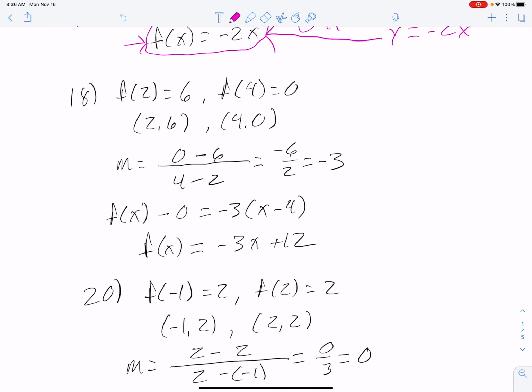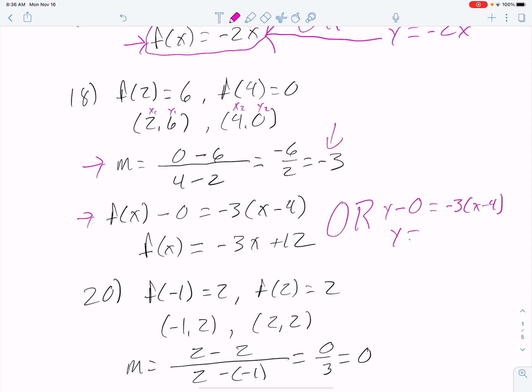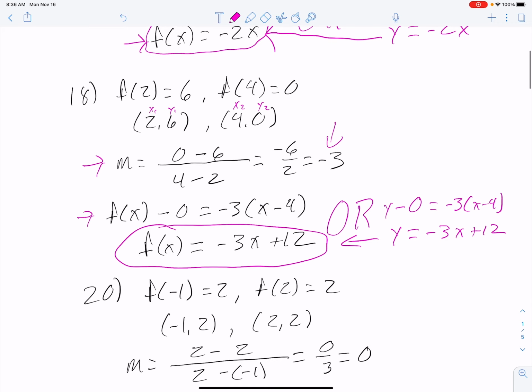Not much different in 18. Again, I took the time to list my ordered pairs so that I could see what my values were, set up my slope, and found my slope to be -3. I set up my point slope form, f of x minus 0 equals -3 times x minus 4, or like I said in the last one, if you prefer to use y, and then once you've isolated y, convert it back to f of x, that's up to you, but again, it does need to be written as f of x.